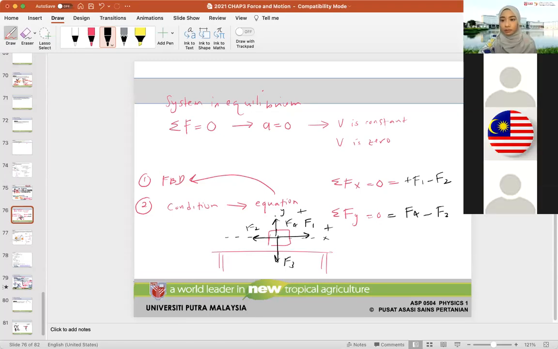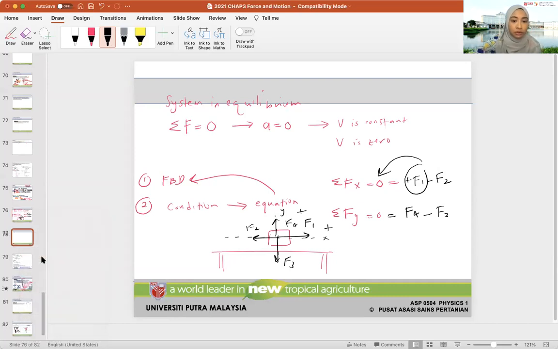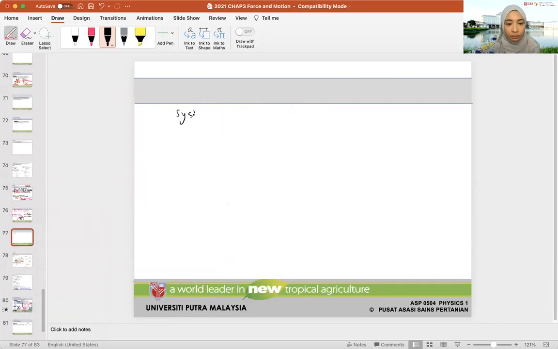Remove pin. Okay, so this is how you tackle it. If there is an unknown, you can solve using the equal to 0. Okay, so that is a system in equilibrium. And then we move on to systems in linear motion.